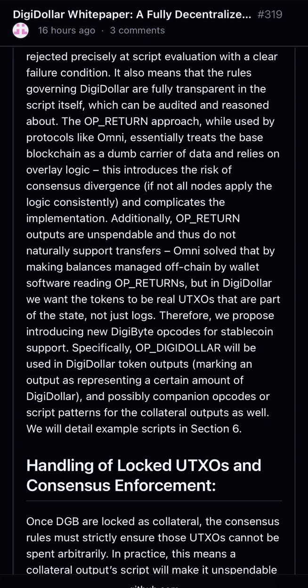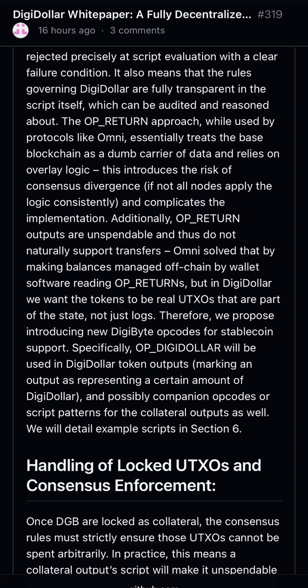audited and reasoned about. The OP_RETURN approach, while used by protocols like Omni, essentially treats the base blockchain as a dumb carrier of data and relies on overlay logic. This introduces the risk of consensus divergence if not all nodes apply the logic consistently, and complicates the implementation. Additionally, OP_RETURN outputs are unspendable, and thus do not naturally support transfers. Omni solved that by making balances managed off-chain by wallet software reading OP_RETURNs, but in DigiDollar we want the tokens to be real UTXOs that are part of the state, not just logs.